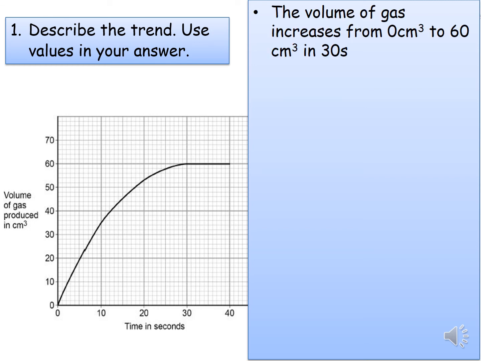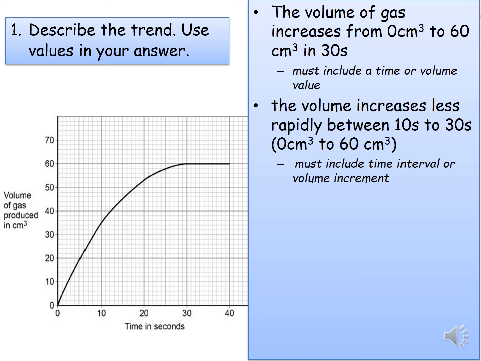Now, in describing the trend, we must include a time or volume value. In this case, the volume of gas, it increases from 0 centimeter cube to 60 centimeter cube in 30 seconds. Now, the next thing that we should do is include time interval or volume increments. The volume increases less rapidly between 10 seconds to 30 seconds, or between 0 centimeter cube to 60 centimeter cube.